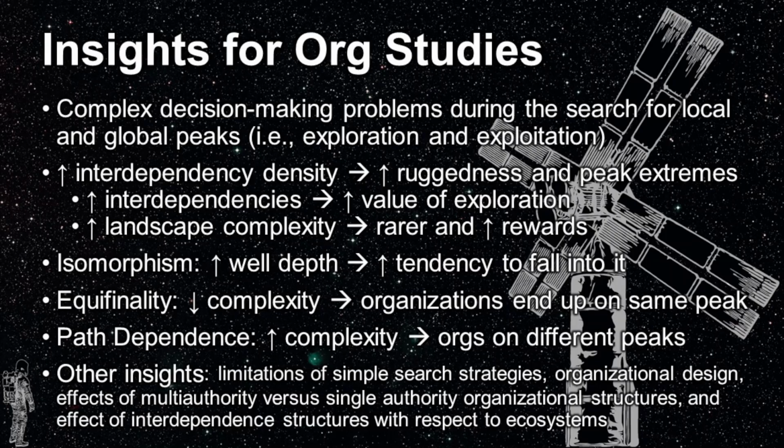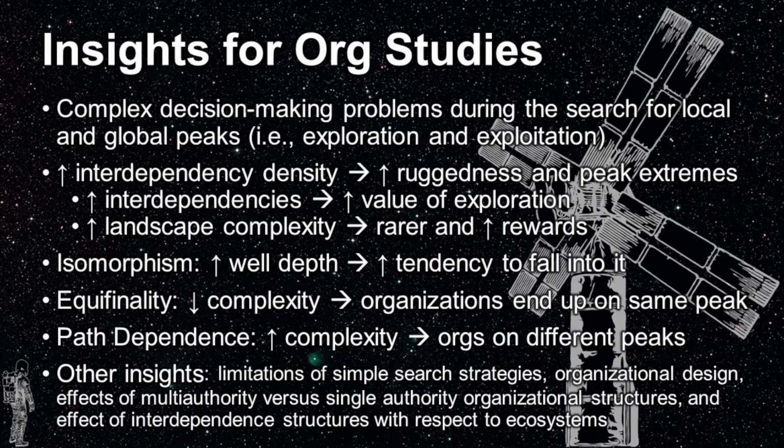Also, from the relationship between interdependency and landscape peak height, the more complex a landscape, the rarer but more rewarding it becomes to successfully traverse from a starting peak to a higher peak. Other insights are gained when the concept of strategizing is described as the planned movement of an organization from one local peak in the landscape to another peak. Insights of organizational isomorphism, equifinality, and path dependence are also derived from the NK framework.